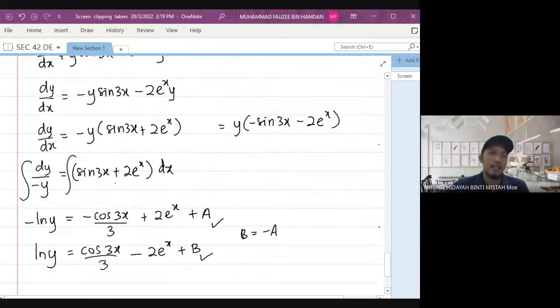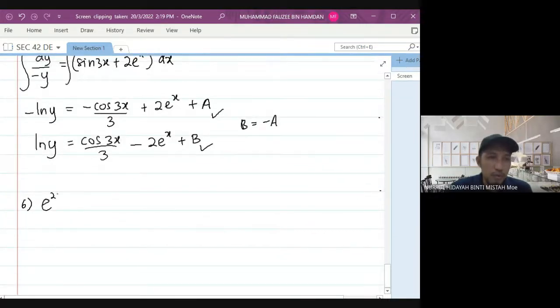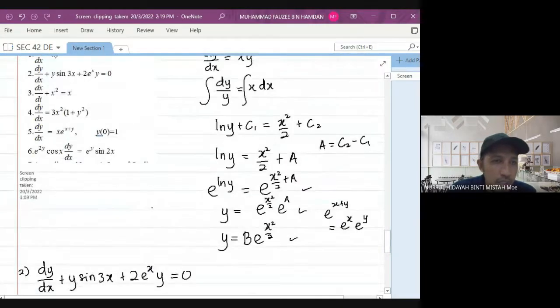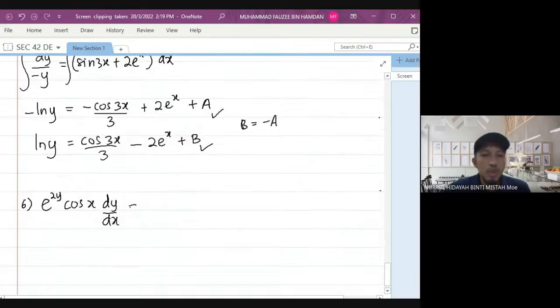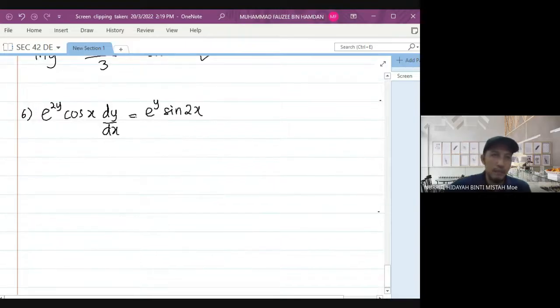Question number 6. e to the power of 2y cos x dy over dx... is it correct? cos x dy over dx equal to e to the power of y sin 2x. Okay, we try this before we solve another question. Try first before I show you how to solve it. Try first. 5 minutes.